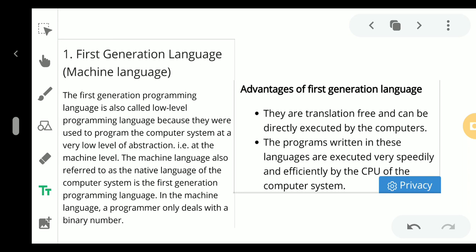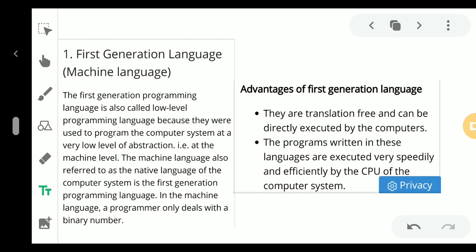So what are the advantages here? Programs written in machine language can be executed at high speed because it is only a stream of zeros and ones, which the computer understands very well. So the execution speed is very good. They are also translation free and can be directly executed. We don't need to translate them into anything else.